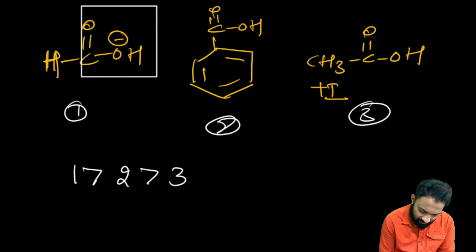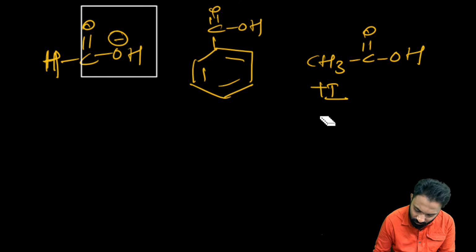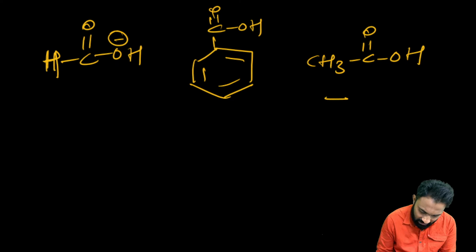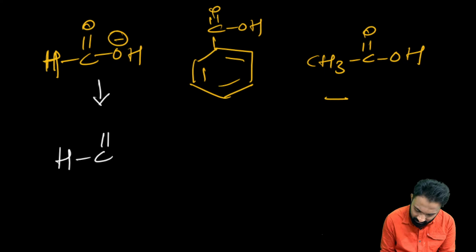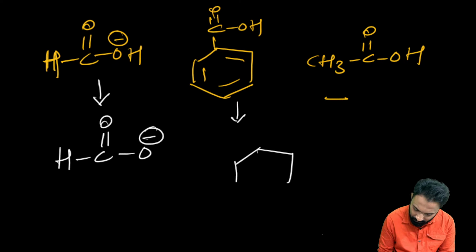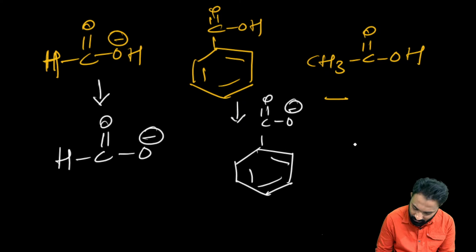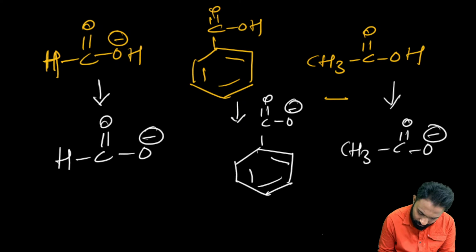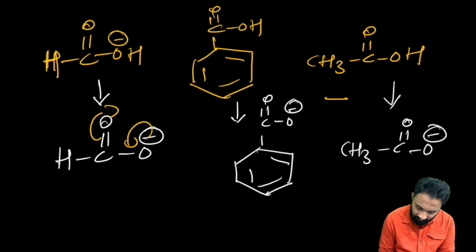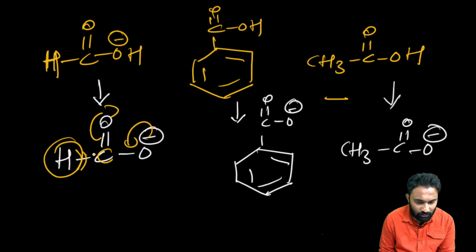See, the conjugate base of the acid should be stabilized, right? This is a conjugate base. Now what is the conjugate base of this one? Now you see, this conjugate base will be stabilized very fast because this is a hydrogen. Hydrogen will not donate any electron pair to the carbonyl carbon.